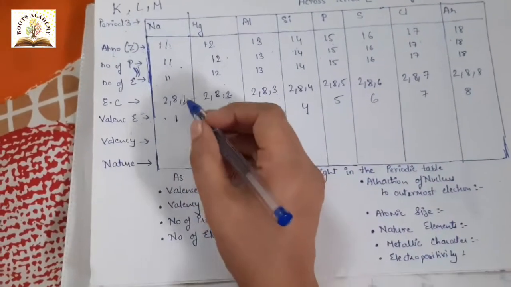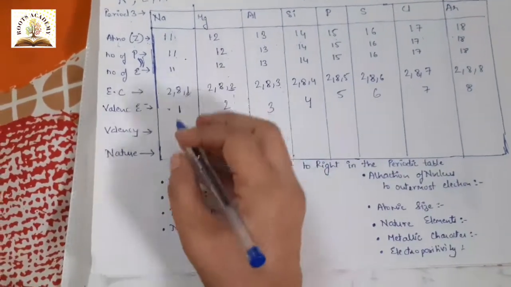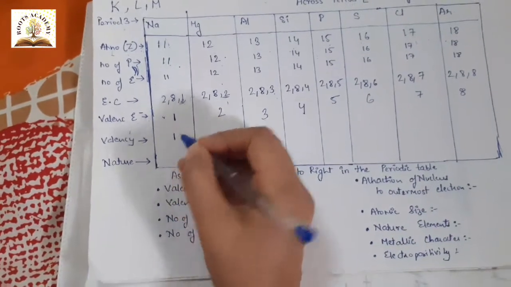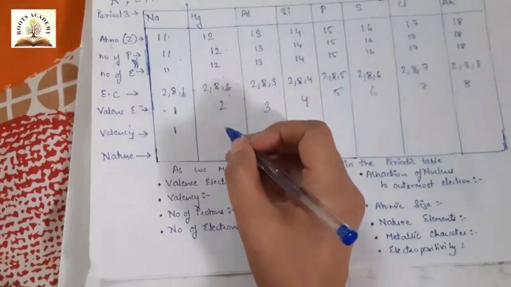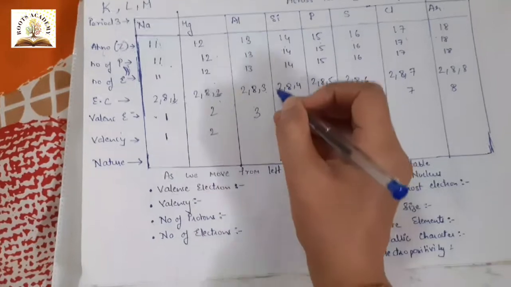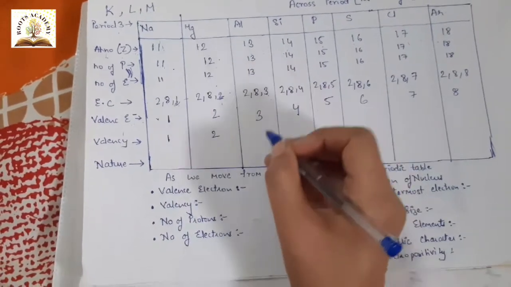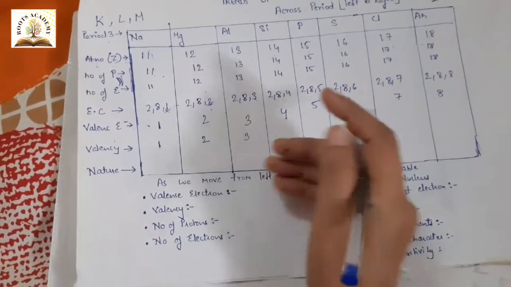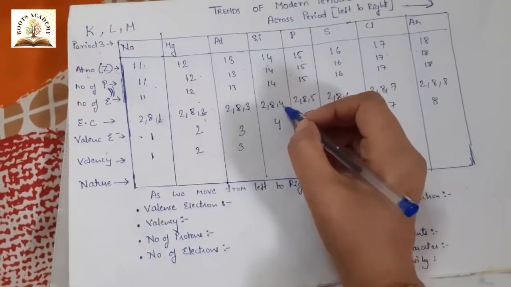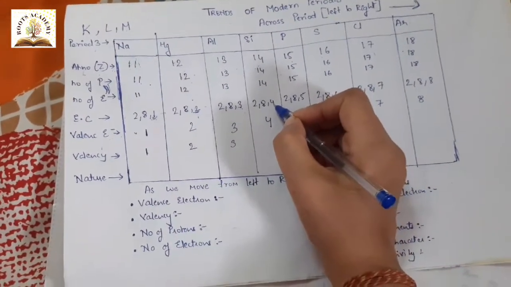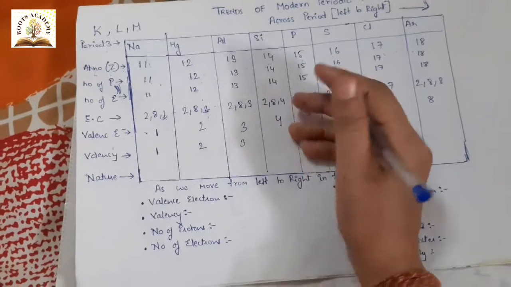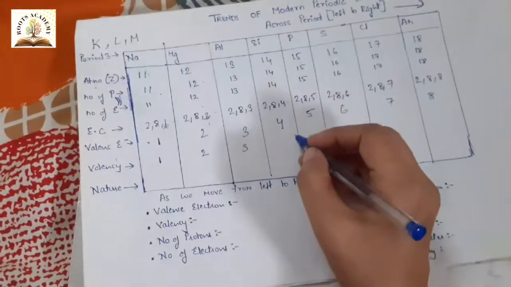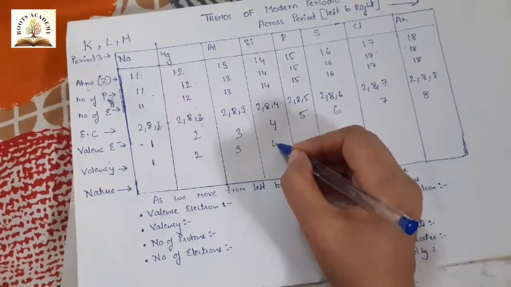Let's see. Here 1 is the valence electron, so my valency will be 1. Here the valence electron is 2, so valency becomes 2. Here the valence electron is 3, so valency becomes 3. But now see over here, the valence electron is 4. So 8 minus 4, obviously the answer will be 4 only. So again my valency here becomes 4.